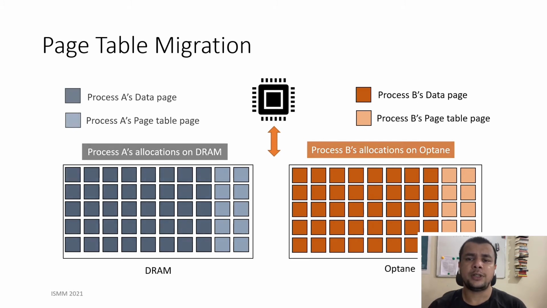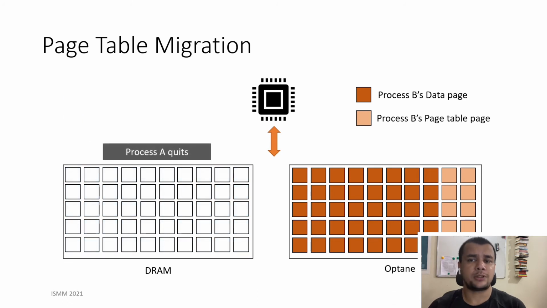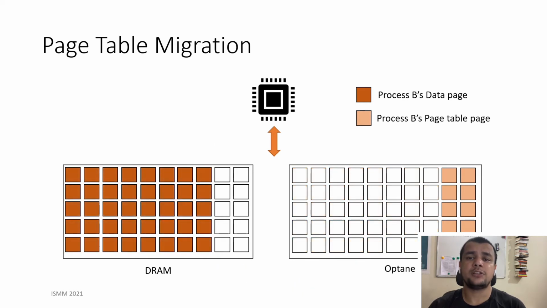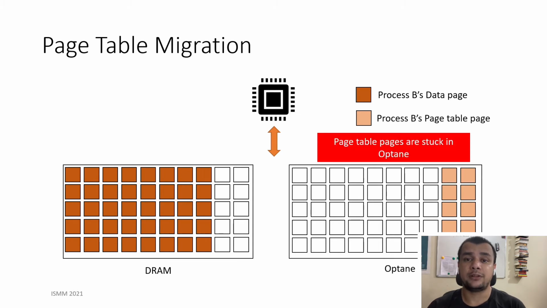Now let us assume that process A finishes its task and quits. This frees up the DRAM. In this case, the kernel will migrate all the data pages of process B to DRAM. However, migration of page table pages is not supported as they are part of kernel data structure, and hence they are not migrated. The page table pages are stuck in Optane even when there is free memory in DRAM. They will be reclaimed only in two cases: if the process frees the data page mapped by those page table pages, or the application quits.